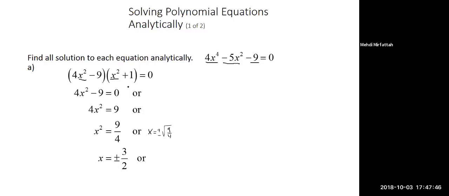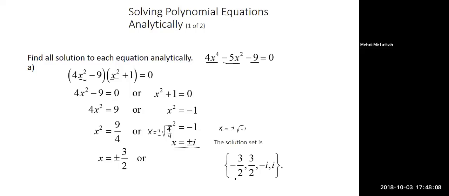And then for the other part, we have x squared plus 1. In this case, we get x squared is equal to minus 1. As you can see, x would be equal to plus and minus radical minus 1, which is equal to plus and minus i. So the solutions would be plus and minus 3 over 2, plus and minus i.